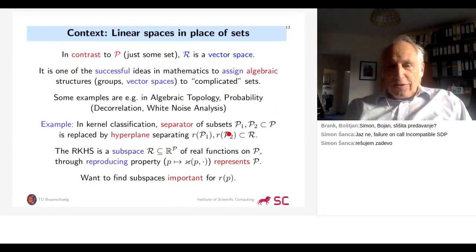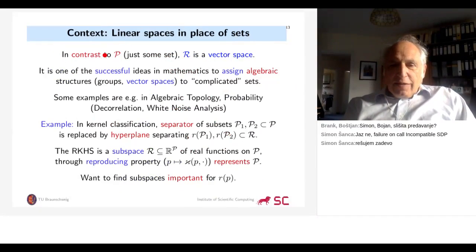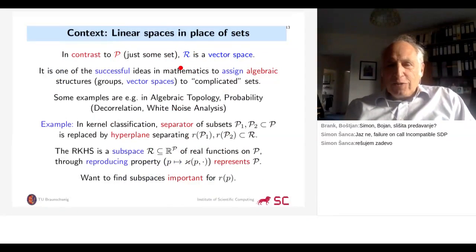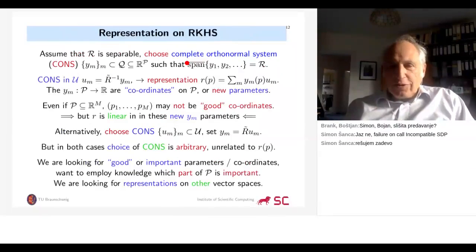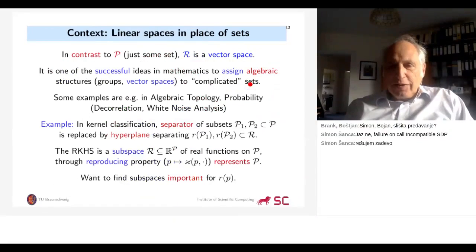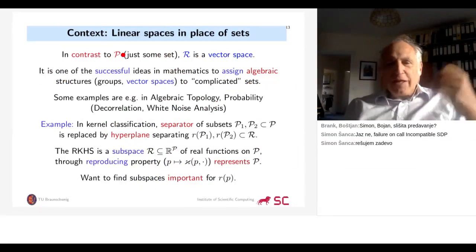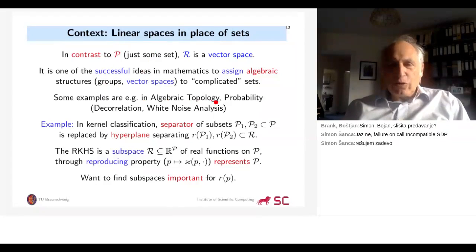Good, and just to put this in a bigger context: the set P, where the parameters come from, is just some set. Whereas R, which I replaced it with now, because the coordinates here, these y's, come from R, they are scalar functions of P. This is a vector space, so that's a much nicer object to work with. And this is one of the big successful ideas in mathematics. If you have a complicated set, you assign an algebraic structure to it. It can be groups or vector spaces. In this case, it's a vector space.